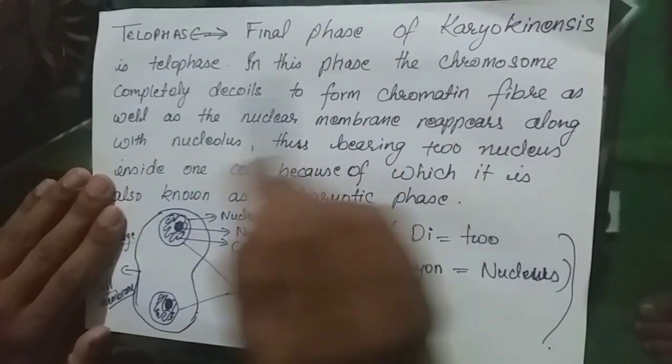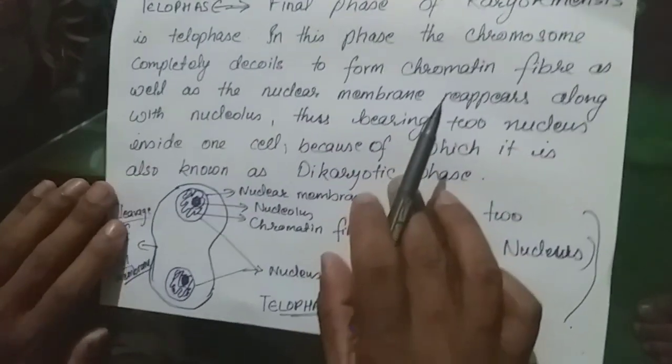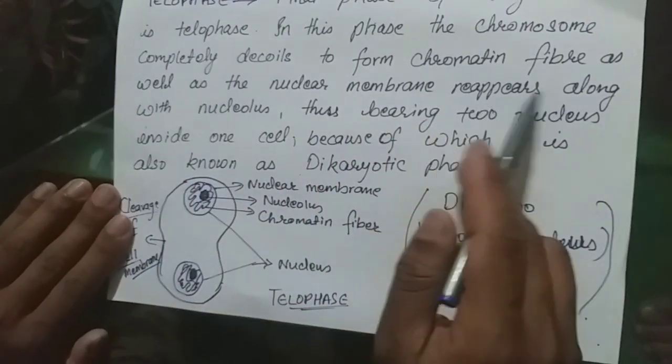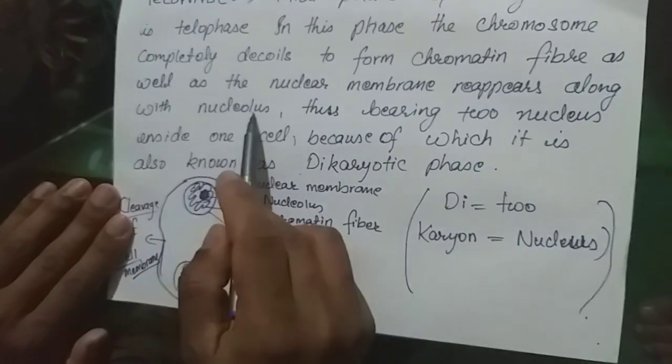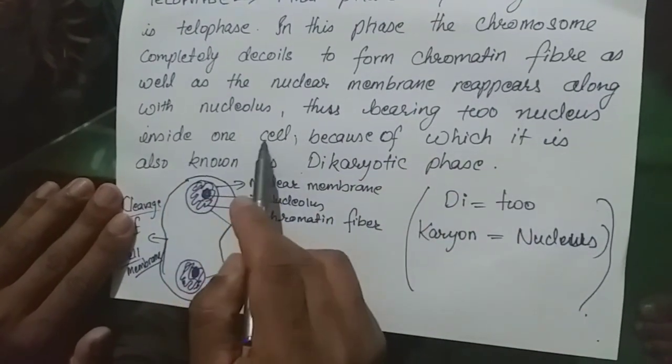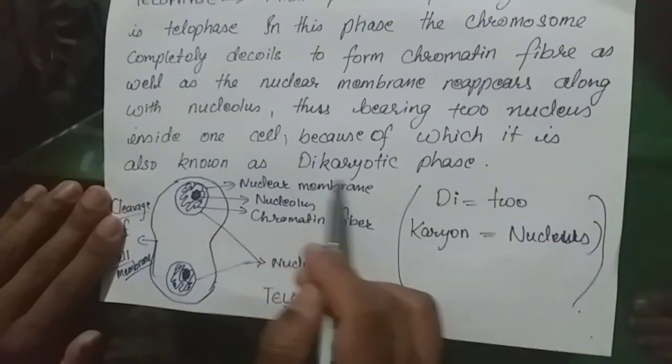In this phase, the chromosome completely decoils to form chromatin fiber, and the nuclear membrane reappears along with the nucleolus, thus bearing two nuclei inside one cell, because of which it is also known as the dikaryotic phase.